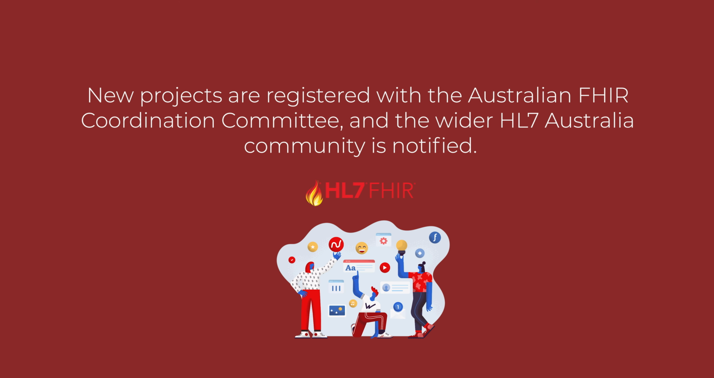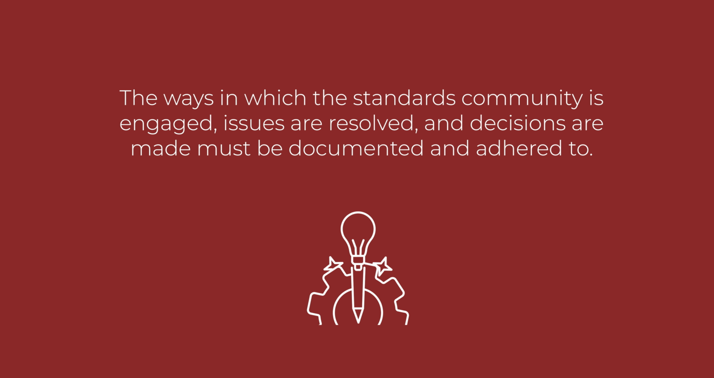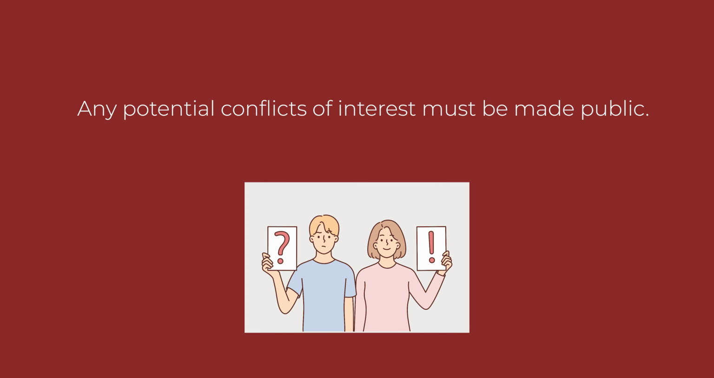So what does the community process entail? First, new projects are registered with the Australian FHIR Coordination Committee and the wider Australian HL7 community is notified. There must be a way for anyone to comment and contribute intellectual property to the project. The ways in which the standards community is engaged, issues are resolved and decisions are made must be documented and adhered to. Any potential conflicts of interest must be made public.